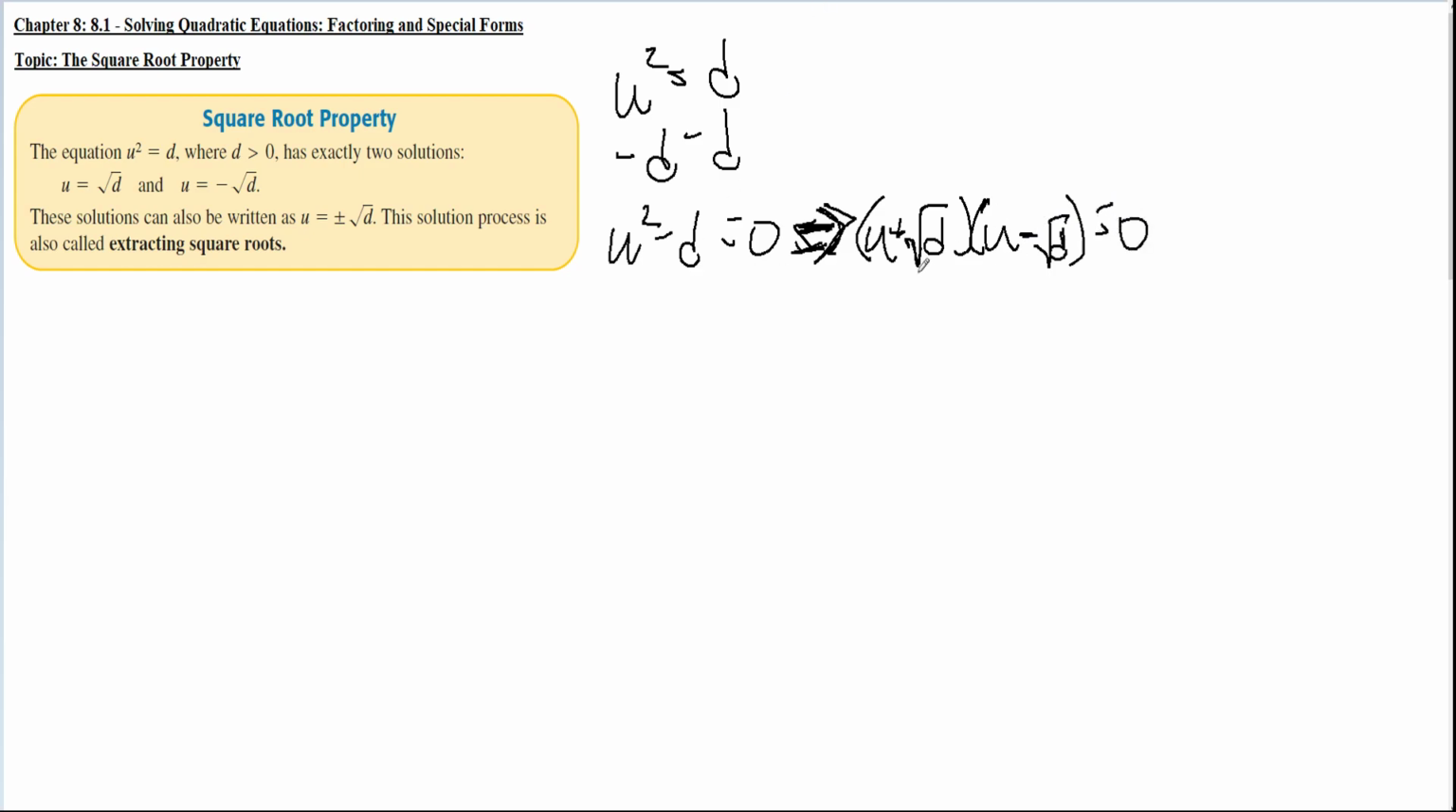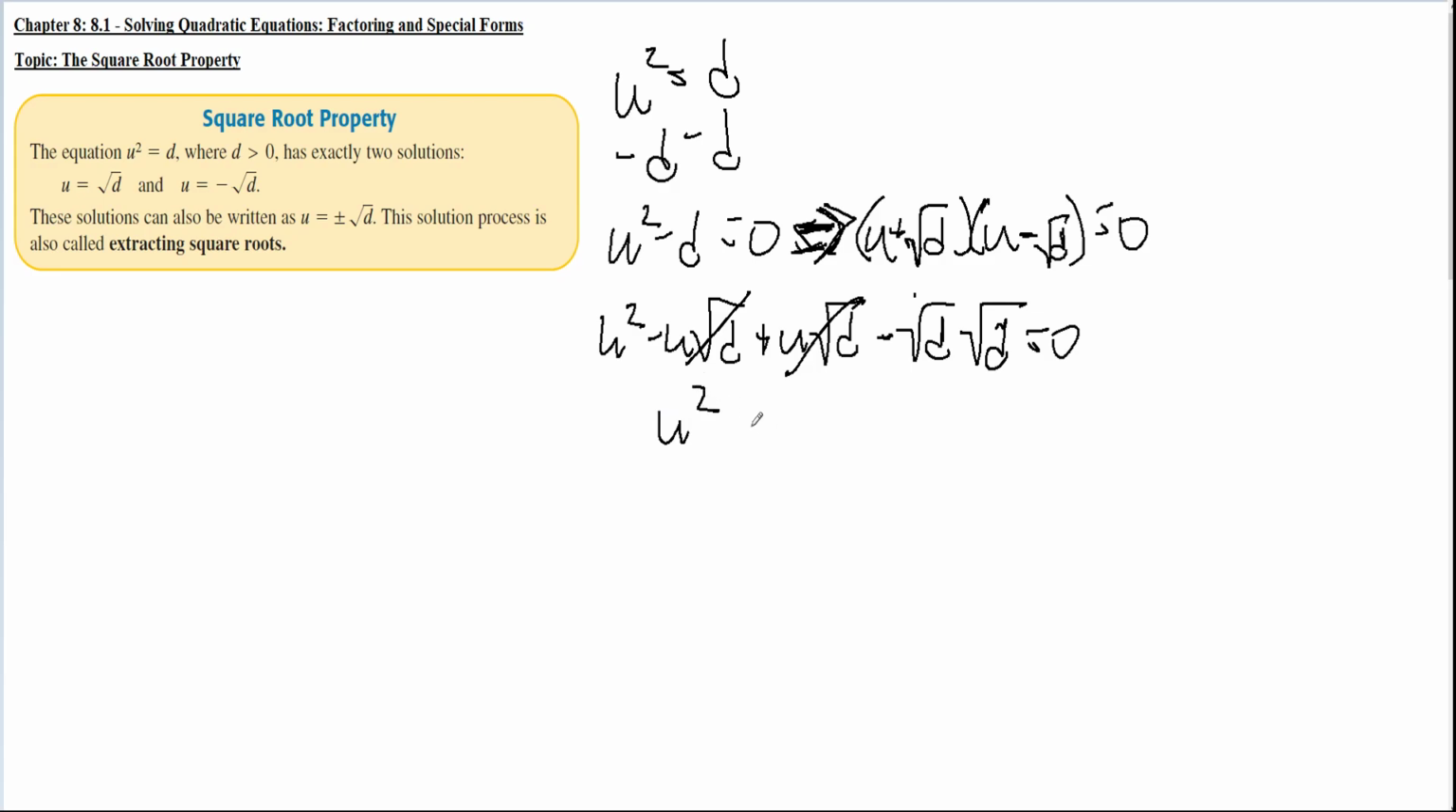And that equals 0. And when we go and FOIL this to show that it works, we would have u squared and then minus u times the square root of d, and then our second term will be positive u times the square root of d, and then we have the square root of d times the square root of d, equaling 0. And so these two terms cancel because they're opposite sign, and so we have u squared minus the square root of d squared.